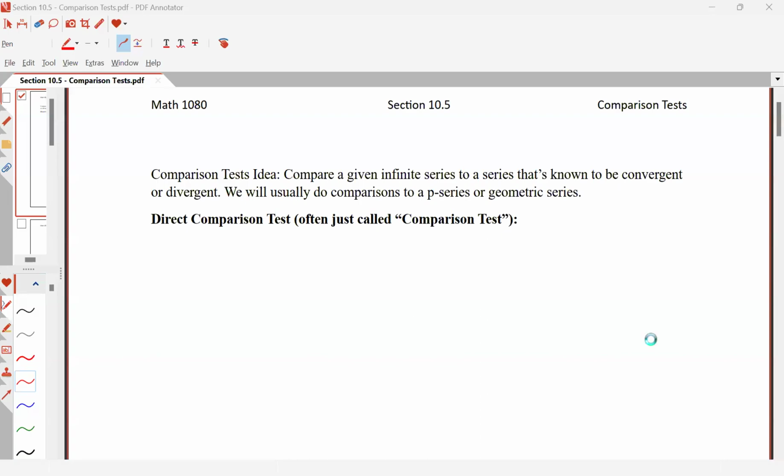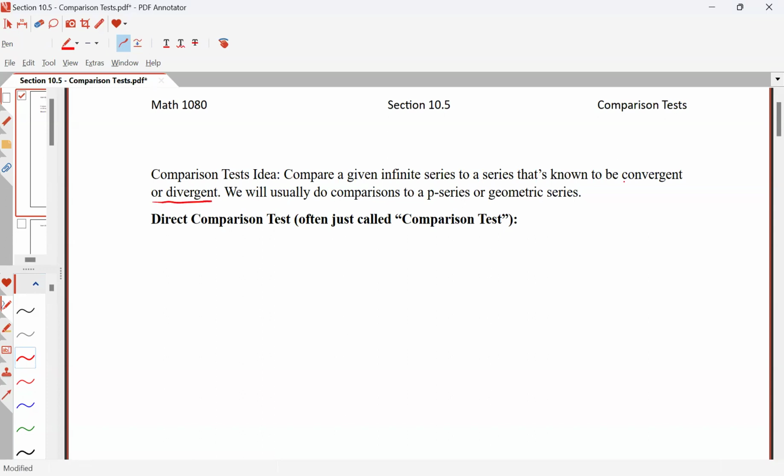Hello. In this section, we are going to introduce the topic of the comparison tests. We have actually already seen a comparison test for integrals, and we are coming back to that idea. We're going to use that same test, but for series. So the big idea is, suppose we have an infinite series and we want to compare it to another infinite series that's known to be convergent or divergent.